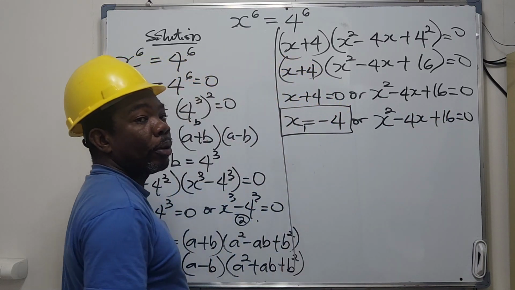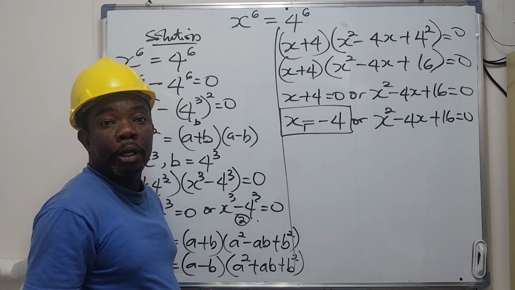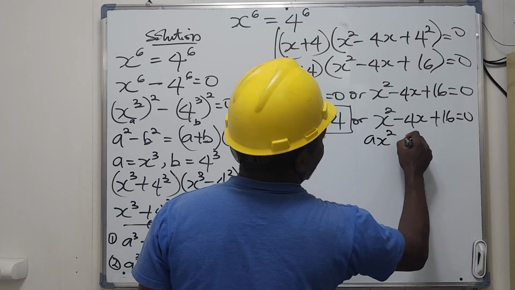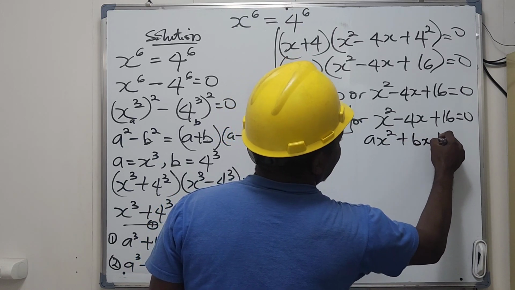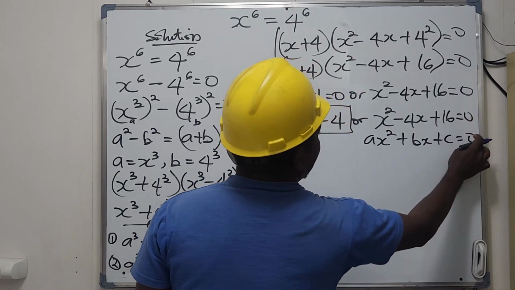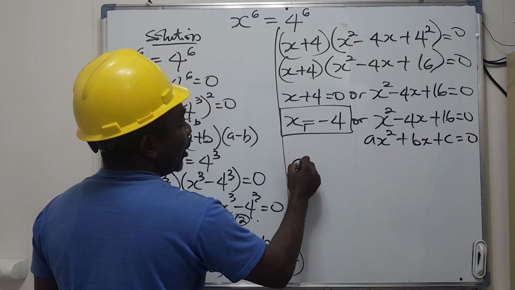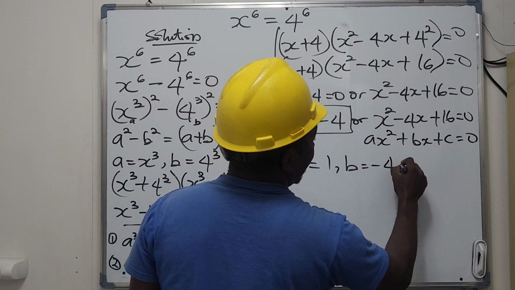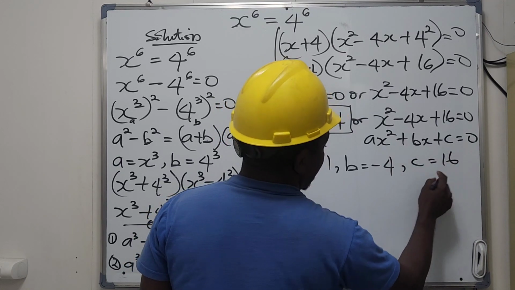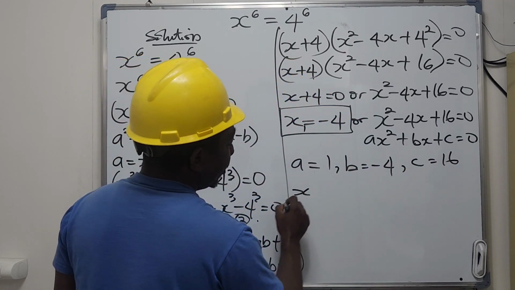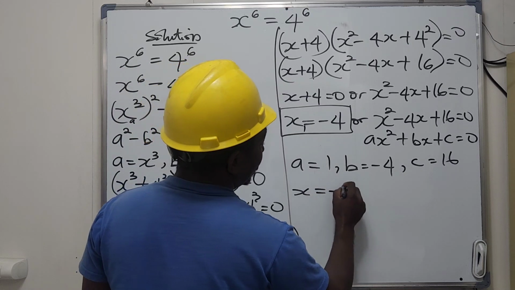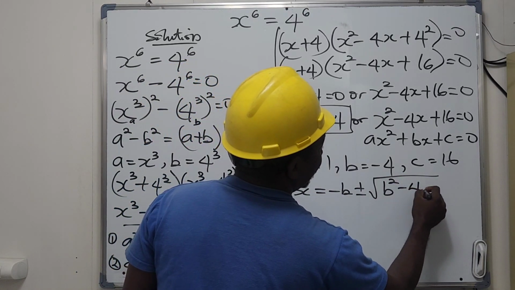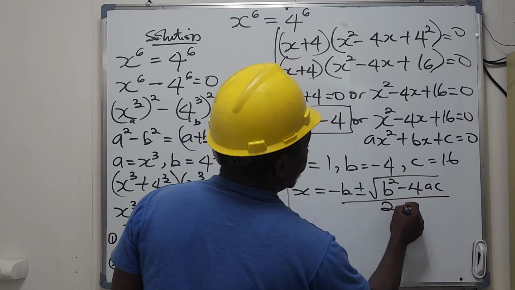And this has turned out to become a quadratic equation. We are going to compare it with a standard quadratic equation where we have ax to the power of 2 plus bx plus c equals 0. Comparing these two equations, we have the value of a equals 1 and the value of b equals minus 4 and the value of c equals 16. Substituting this into the quadratic formula where we have x equals minus b plus or minus square root of b to the power of 2 minus 4ac all over 2a.